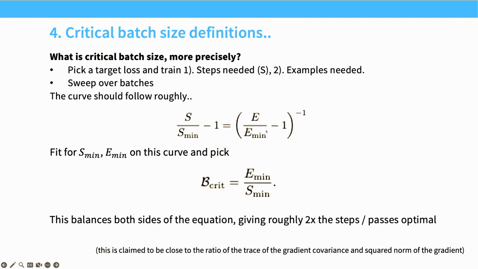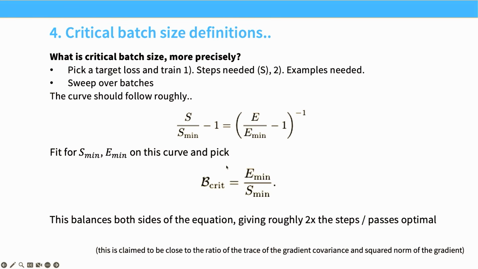That's a very natural trade-off, right? And if you increase or decrease your batch size, you're going to have trade-offs that go one side or the other. Now, they argue the goal should be to balance these two sides. I want to make sure that my number of steps term and the number of examples term are roughly balanced with each other. And if you solve for that, you get this particular solution, which is that the critical batch size is the minimum number of examples that I need divided by the minimum number of steps that I need, right? And these two are estimated by fitting this to the observed data that I have. This is going to balance both sides of the equation.